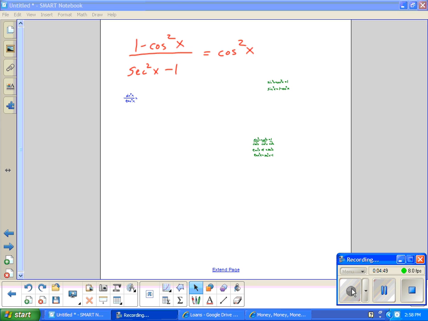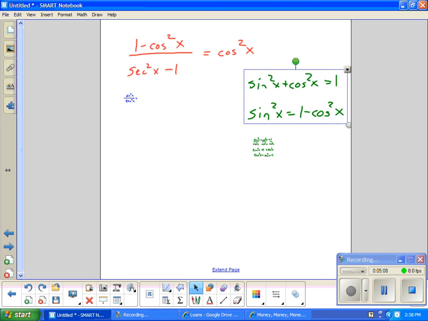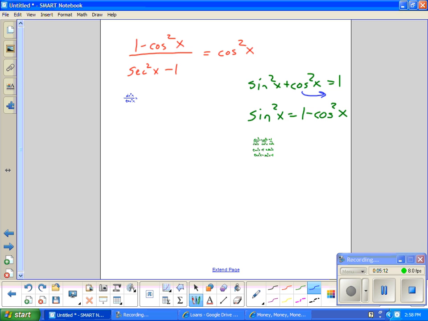Okay. The next example we have here is 1 minus cosine squared x in the numerator over secant squared x minus 1 in the denominator, and that's going to equal cosine squared x. So again, I quickly notice in the numerator 1 minus cosine squared x, and I think of sine squared plus cosine squared equals 1. If I move cosine squared, I know the top can be sine squared. At the same time, before I make that step, I know the bottom is secant squared.